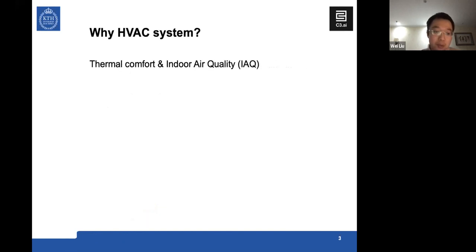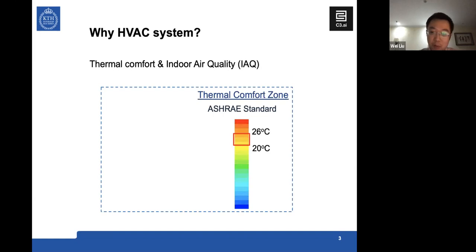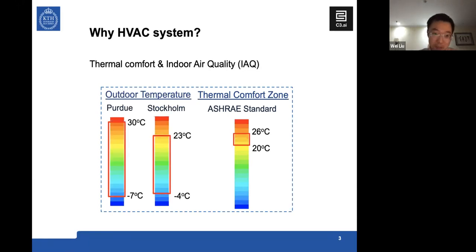And such an environment is typically achieved by the HVAC system, that is, the heating, ventilation, and air conditioning systems. One reason that we need the HVAC system is thermal comfort. The thermal comfort zone defined by ASHRAE is from 20 to 26 degrees C. However, the outdoor daily average temperature can range, at Purdue, from as low as -7 degrees C in the winter to 30 degrees C in the summer. In Stockholm, where I am now, the daily average temperature ranges from -4 to 23 degrees C. So the indoor air temperature should be conditioned to the thermal comfort zone.